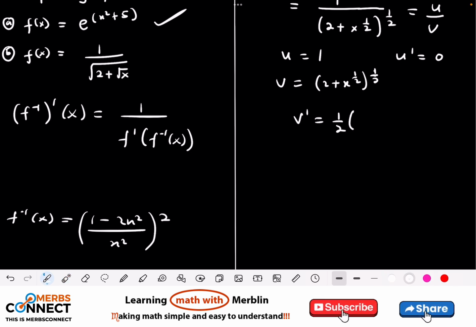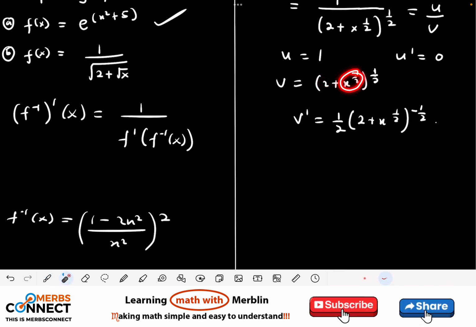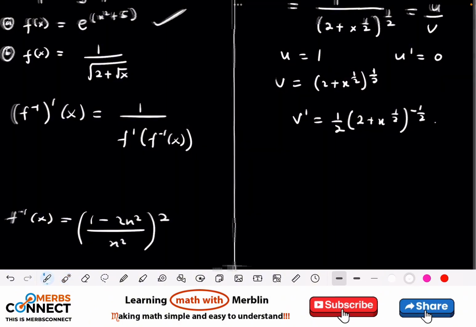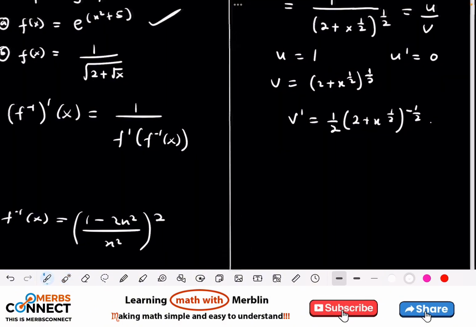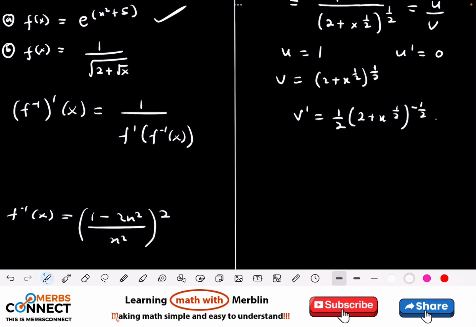Then we maintain the 1 in the parentheses. We subtract 1 and we get -1/2 times, then we differentiate what is inside the parentheses. So when I differentiate this, I'm going to get 0. And when I differentiate this, I'm using the power rule for the x to the power 1/2 too as well. So I'm going to have 1/2 down, x to the power -1/2.